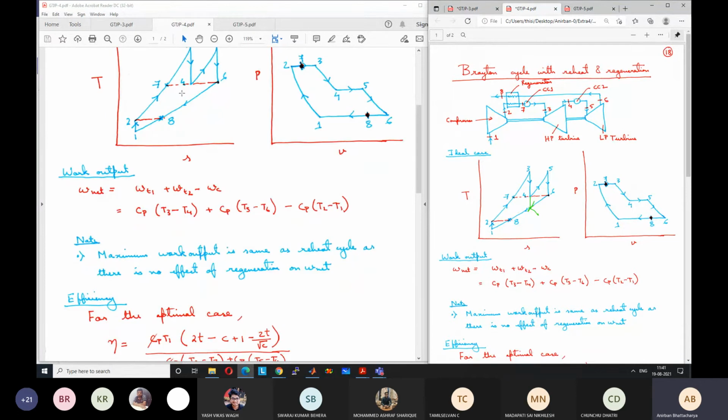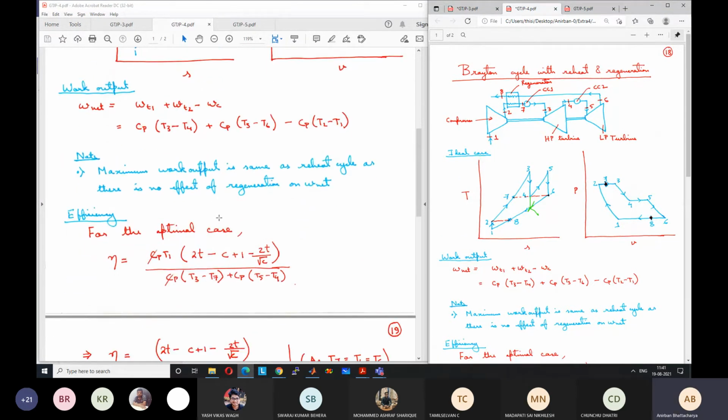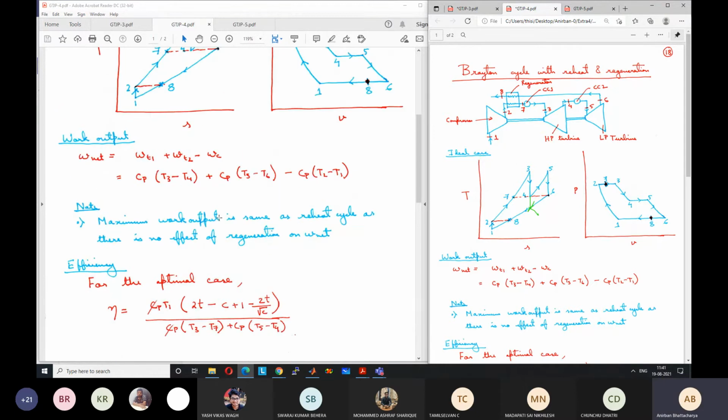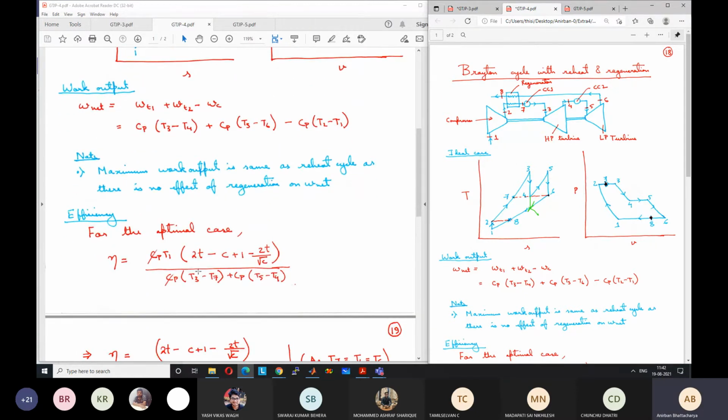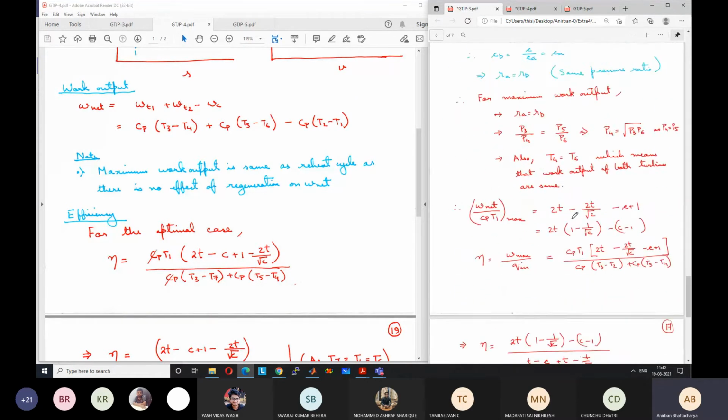Now for this maximum work output case, the optimal case, let us see what the efficiency is. So efficiency is work output divided by heat addition. What is the work output? We have seen the work output in the previous case, the reheat cycle. Work output is Cp T1 into (2 T minus C plus 1 minus 2 T by root C). This part is the work output here.